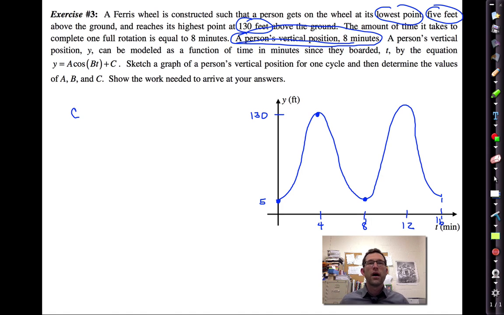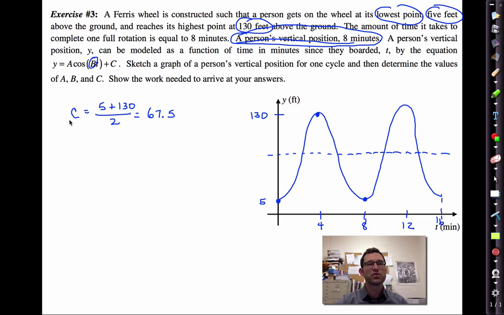Now we're back. So as I said, the first thing I'm going after is the value of C, because all I have to do is take the minimum y value and the maximum y value, add those together, and divide by 2. It's not the nicest thing. It's 67.5, but it gets the job done. Now, strangely enough, I'm going to figure out the value of B next.